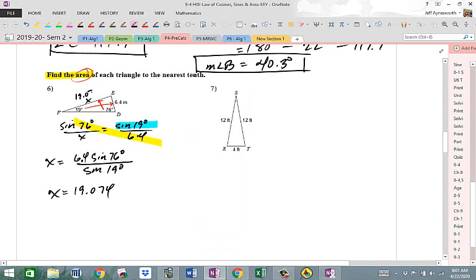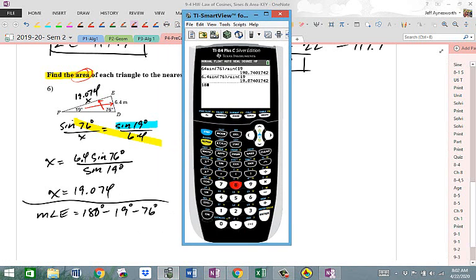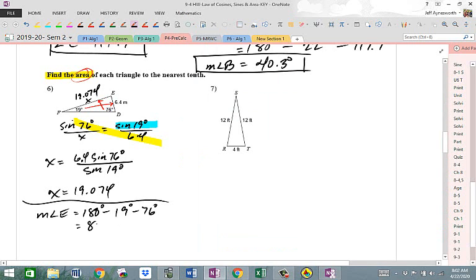So 19.074, and now I need angle E, the angle between these two sides. And that's easy. I know the angle E is always 180 minus the two given angles, 19 and 76. Now, if you can't do that in your head, you just type it in, right? So 180 minus the two other angles, minus 19 minus the 76. You get 85, so that's 85 degrees.